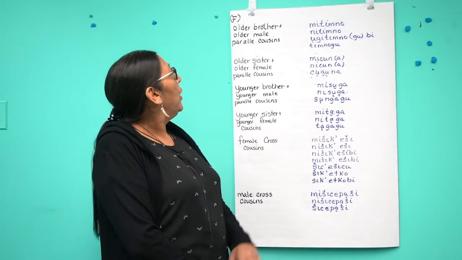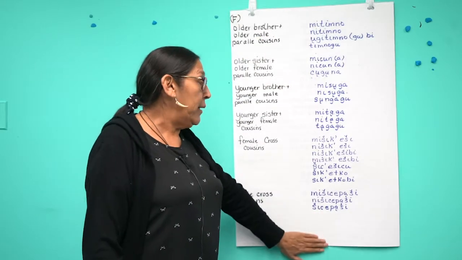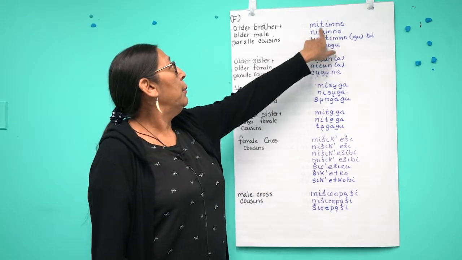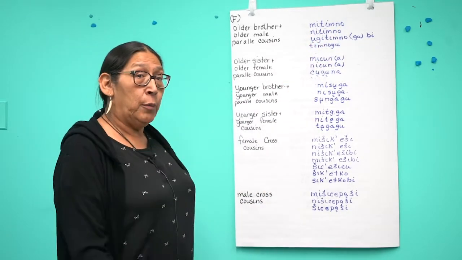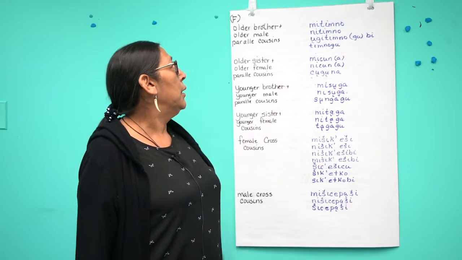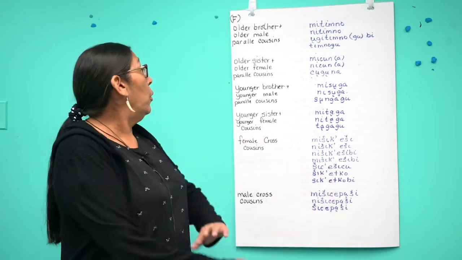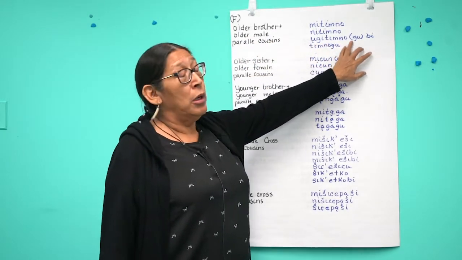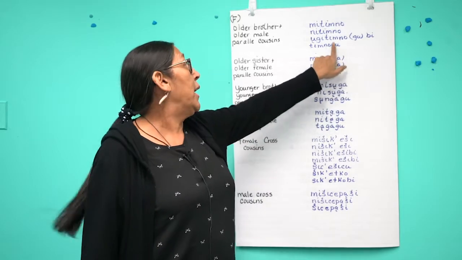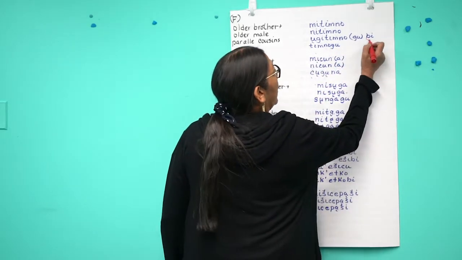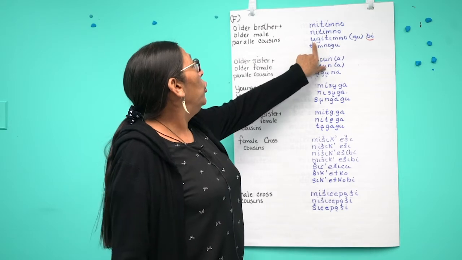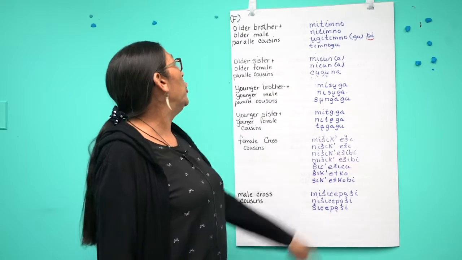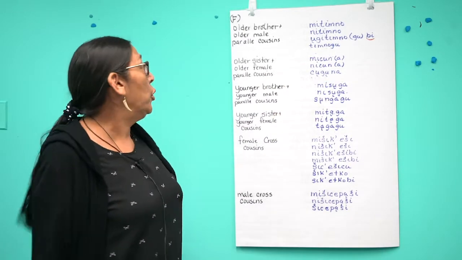Okay, now we're going to carry on to the way the females say it. Our older brother, he would be my mitimno. If he's your older brother, he's going to be your nitimno. If he's our older brother or our older male parallel cousin, ungitimno. You could add gabi, which is pluralizing it. Ungitimno gabi, and his or her, timnogu.